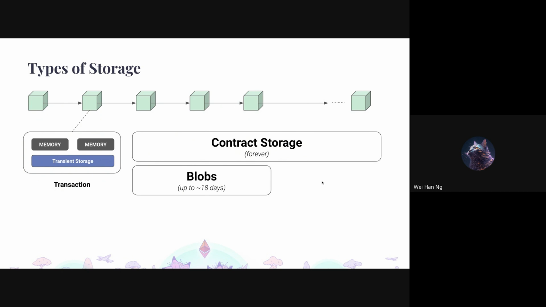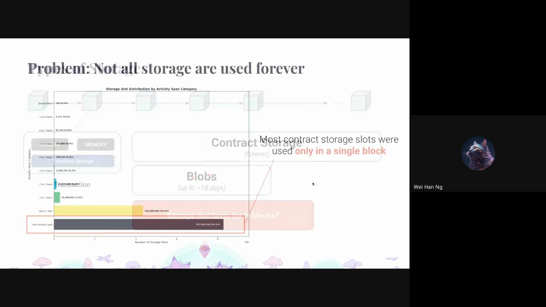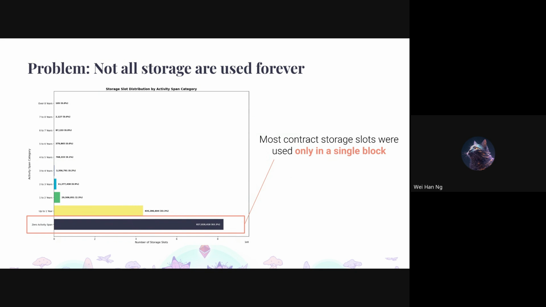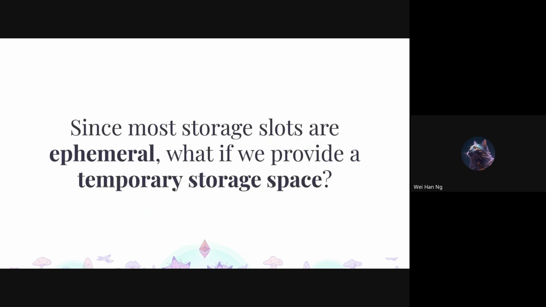So the general idea is to ask whether we can have a storage that lasts for n blocks, right? Then we move on to the analysis that we did a few months ago. A few months back, we found out that most of the contract storage, more than 60% of the total contract storage, was used only in a single block. That means it can span many transactions, but they will only be used in a single block and never accessed, at least on chain, ever again. So since we have this data point, the question comes: since most storage slots are ephemeral, what if we provide a temporary storage space?